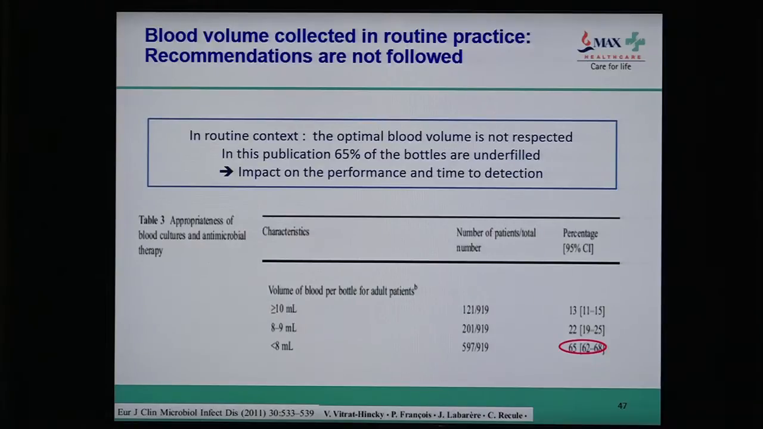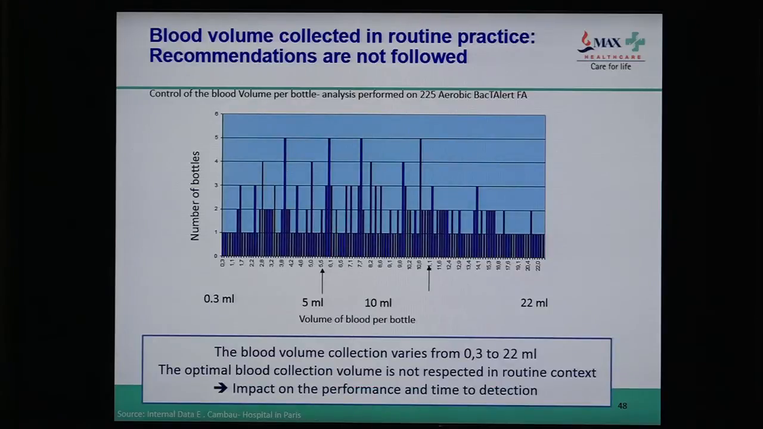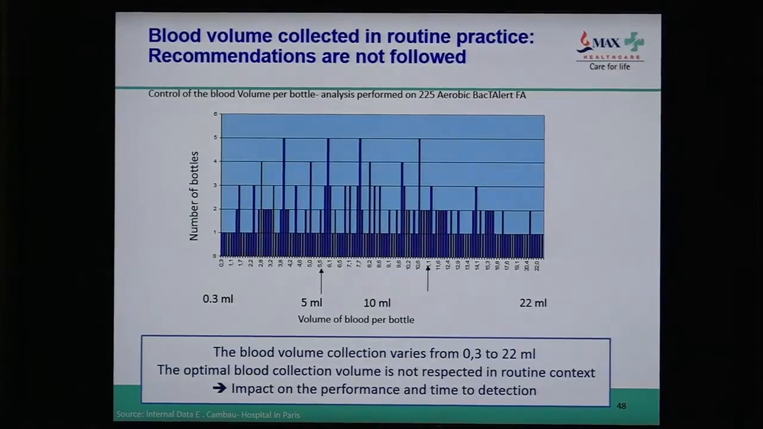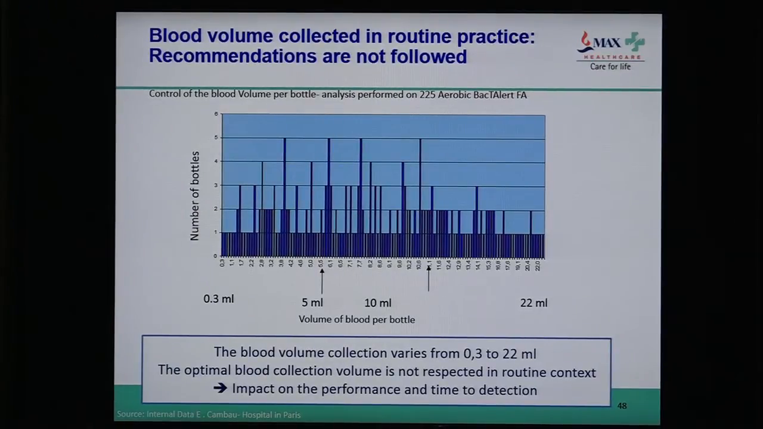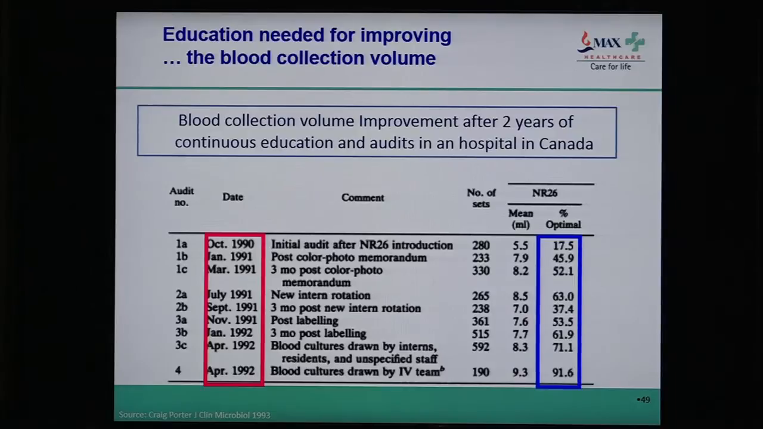So for blood volume collected in routine practice, recommendations are not followed. All this blood volume was already discussed. The optimal blood volume is not respected in the public sector. 65% of bottles are underfilled. Actually, that is correct, 65% of bottles are underfilled. The blood volume collected varies from 0.3 to 22 ml. The optimal collection volume is not respected in routine context. So this is the education needed for improving blood culture bottle filling.